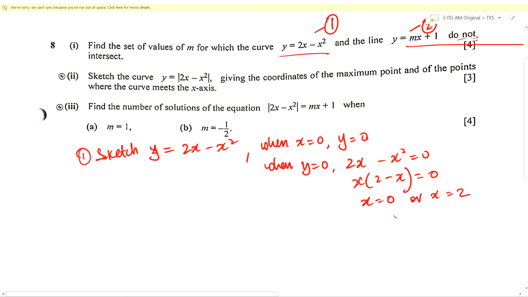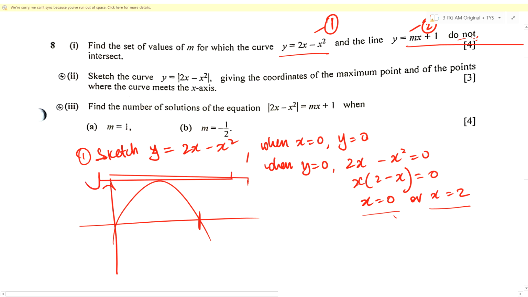So we know that it will cut at these points. Now since the x-intercepts are 0 and 2, we know that the midpoint will tell us where the line of symmetry is. So far I have a parabola opening downwards. It intersects at 0 and 2.